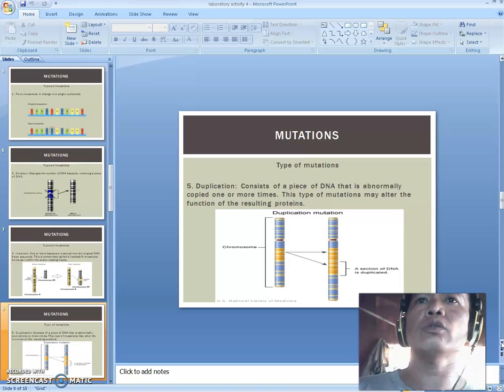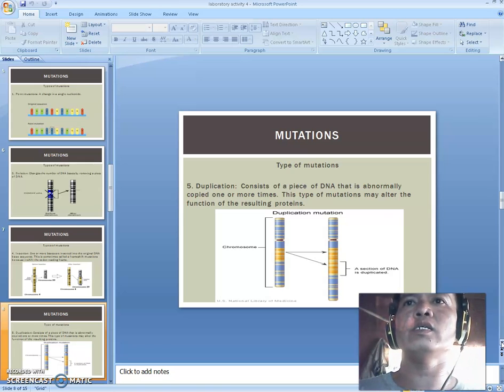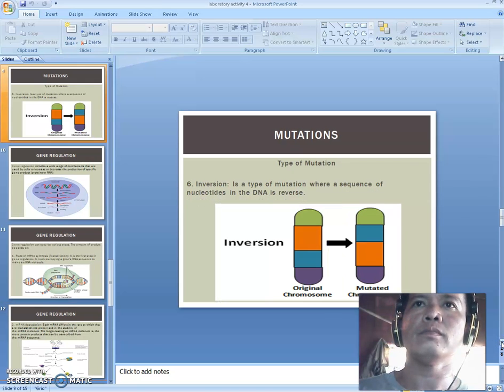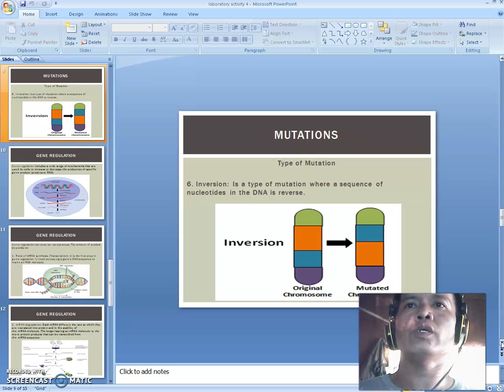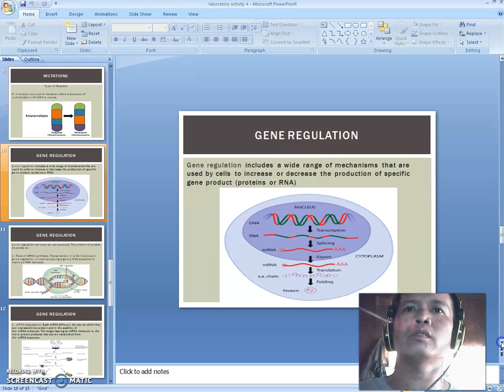Duplication consists of a piece of DNA that is abnormally copied one or more times. This type of mutation may alter the function of the resulting proteins. Inversion is a type of mutation where a sequence of nucleotides in the DNA is reversed. And that's it for the mutations.